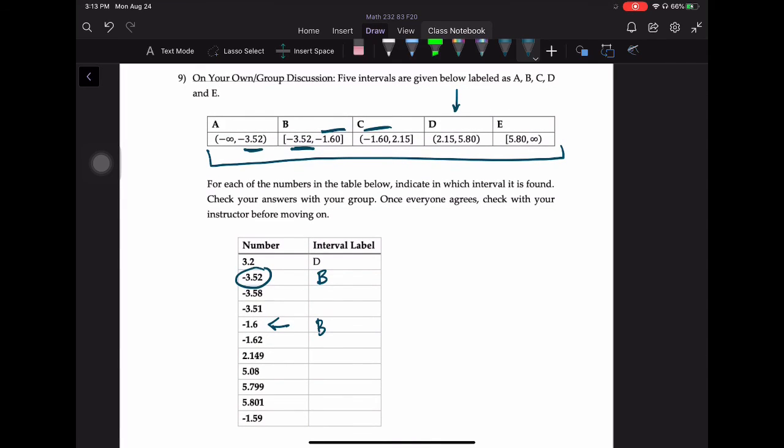Negative 3.58, well, that's not in there because it is less than negative 3.52. It would be in this interval, so that would be an A. Negative 3.51 would be in this one.